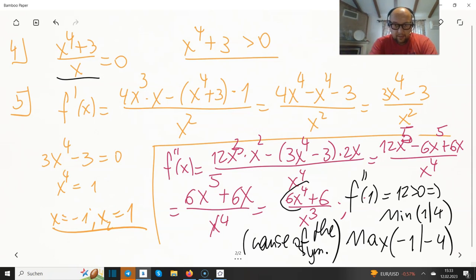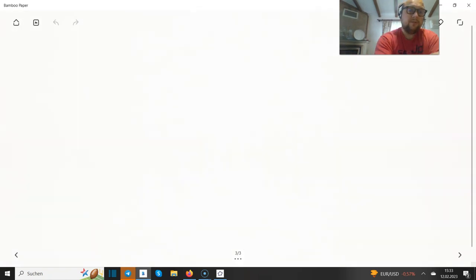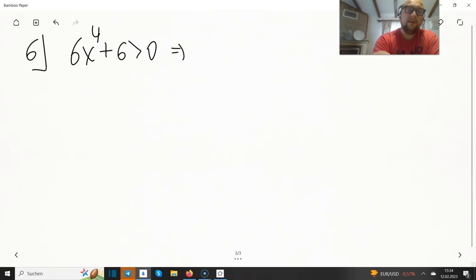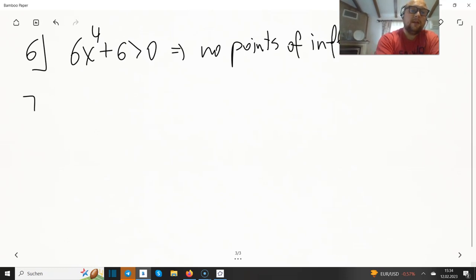If I have a quick look at the numerator of the second derivative, I clearly see that this guy is always greater than 0. So I'm having no points of inflection. Let's go. So number 6, 6x to the power of 4 plus 6 is always greater than 0. So that means no points of inflection. That's it. And number 7 is the graph.